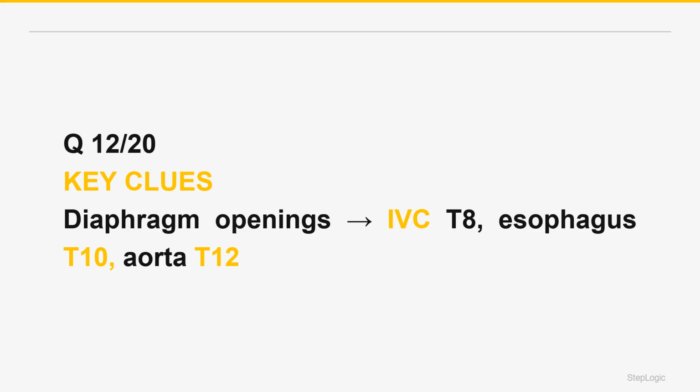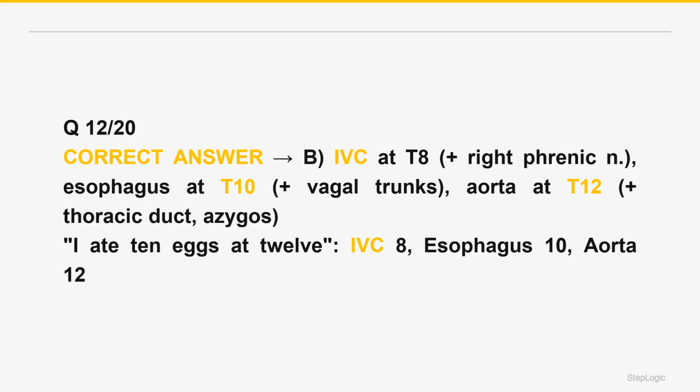Eggs, esophagus at 10, and aorta at 12. The inferior vena cava passes at the T8 level through the central tendon, accompanied by the right phrenic nerve. The esophagus passes at T10 through the muscular crura, accompanied by the vagal trunks, CN X. And the aorta passes at T12, actually posterior to the diaphragm, accompanied by the thoracic duct and azygos vein. The correct answer is B.